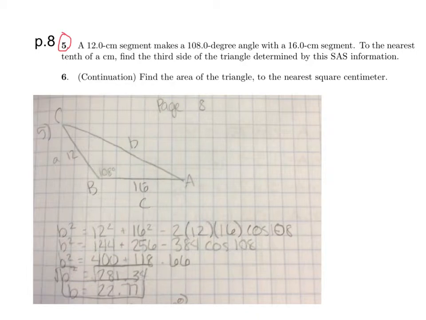So this is angle B, this is side B, this is angle C, side C, angle A, side A. So I put 108 in for B over here. So I substituted all of this in here, and then I solved it, and I got b equals 22.77, or 22.8.